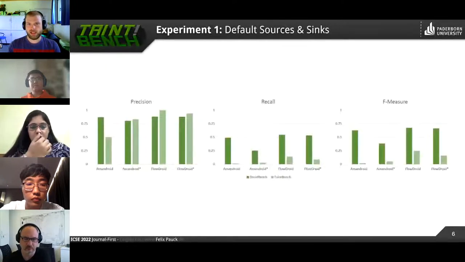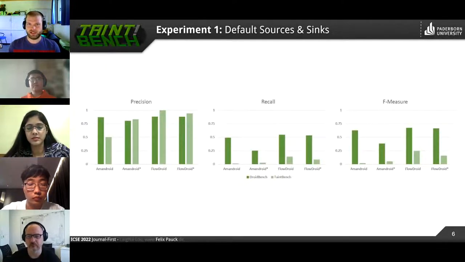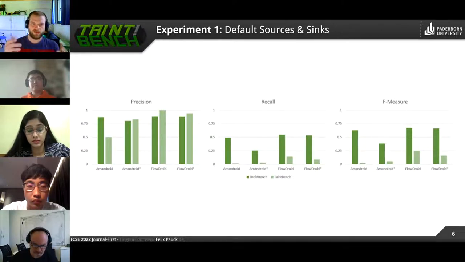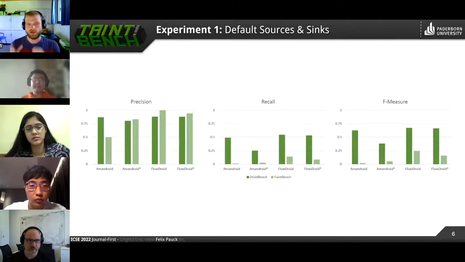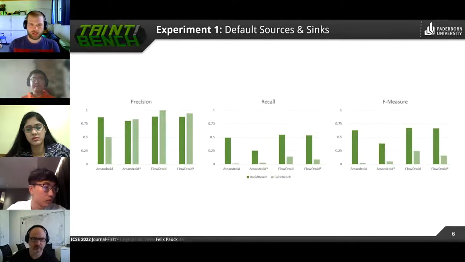Having that suite and this framework, we conducted some evaluations to show that it is really worth employing TaintBench. So here on this slide, we see two experiments, one dealing with DroidBench, which is a state-of-the-art micro benchmark for Android taint analysis, and our new benchmark, TaintBench. The different charts show the accuracy metrics: precision, recall, and F-measure. And the tools we are considering here are Amandroid and FlowDroid.